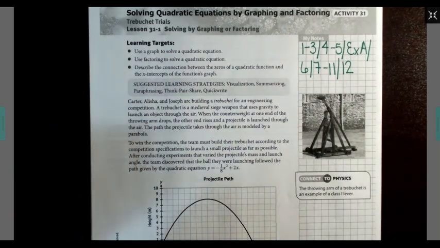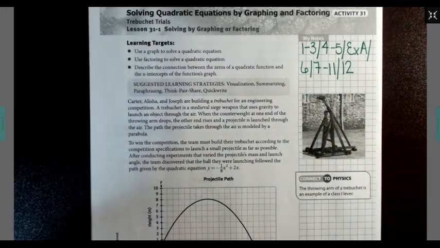Alright, today we'll be covering lesson 31-1, solving by graphing and factoring. This lesson will be split into 6 separate sections: questions 1 to 3, questions 4 and 5, example A, question 6, questions 7 through 11, and question 12.